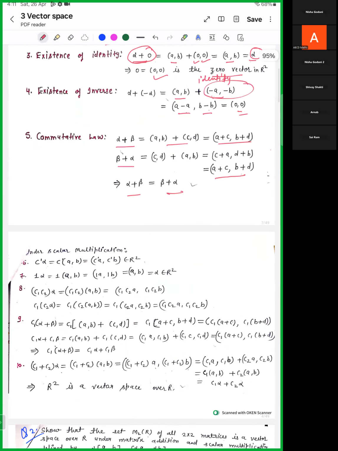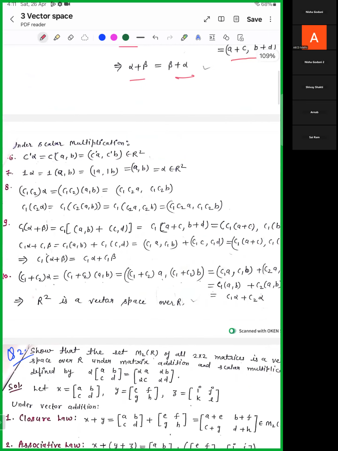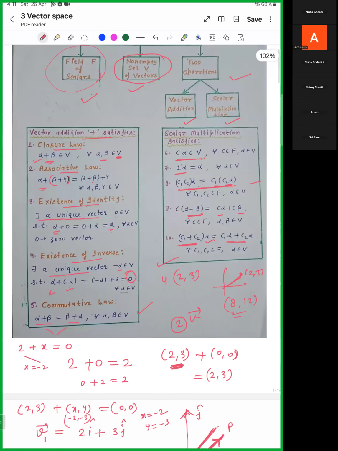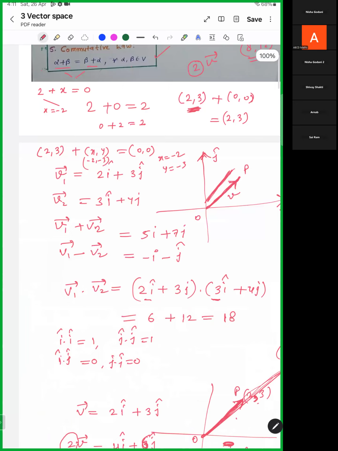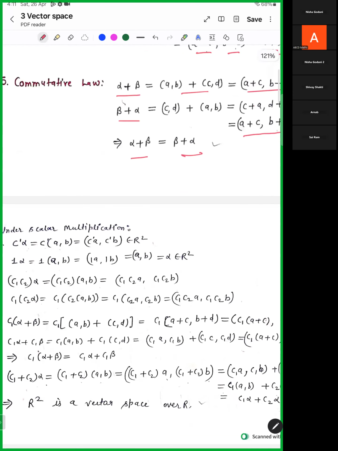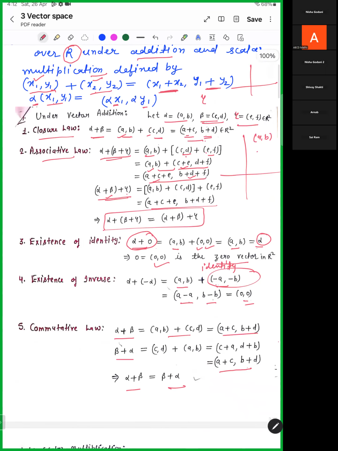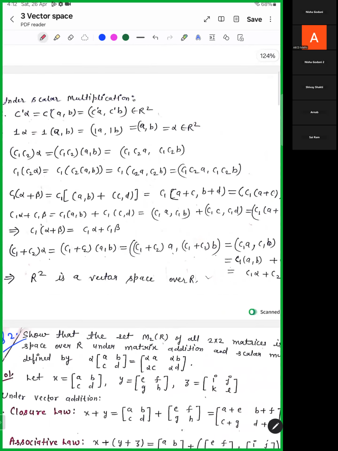Now let's check another 5 conditions for scalar multiplication. Under scalar multiplication, what was the first axiom? C alpha belongs to V. If alpha is a vector, then C alpha must also be a vector. I've already taken C in beta; beta was C comma D, no? That is why I have taken C dash here. It is not necessary to take C, I have taken C dash.